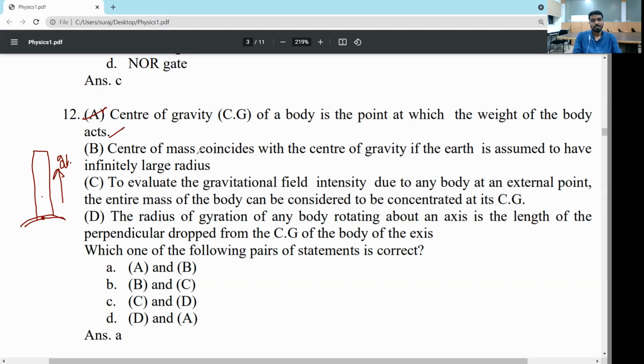B is correct. Center of mass coincides with center of gravity if the Earth is assumed to have infinite radius. If Earth is assumed to have infinite radius, then no object will be as huge as Earth, right? So in that case, what happens? Center of gravity and center of mass will coincide. A and B will be the correct options. Next, question number 13.